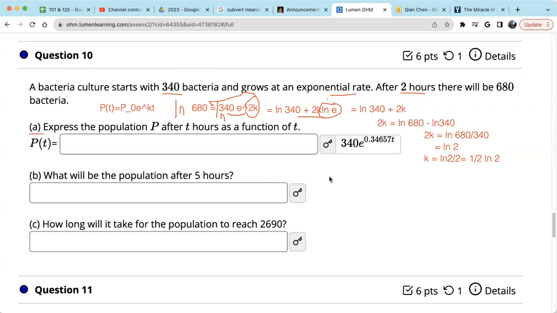So then we put it back into our equation. Our equation is this. You see in this, they evaluated k to be half ln 2, which is 0.3465 t. You don't really have to do that. So after 5 hours, we just plug in 5 for t.